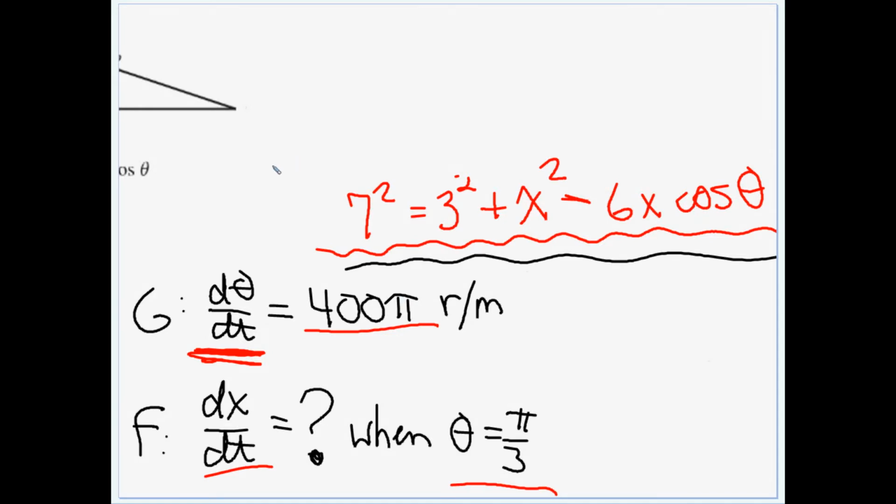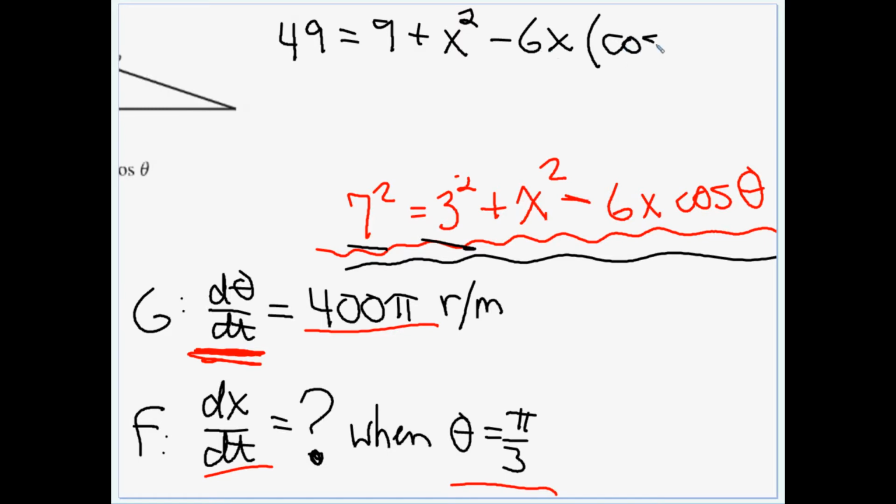So before we derived this, we could write 7 squared is 49. That's going to equal 3 squared is 9 plus x squared. That's what we're looking for right there. We want to solve for that x. And then we've got a minus 6x. And then multiplying by that, we're going to have a cos. We've frozen time at 1/3 pi. That is supposed to be a 3.